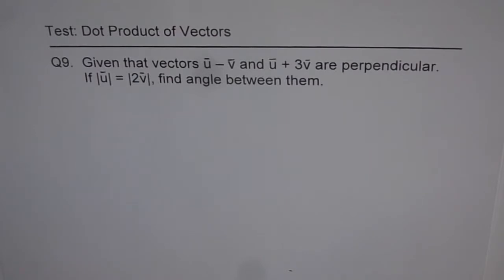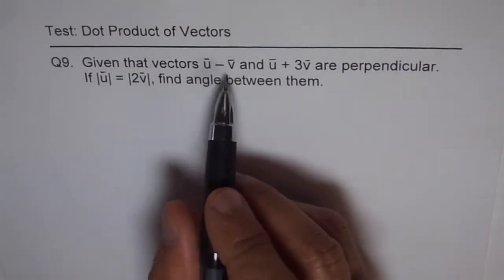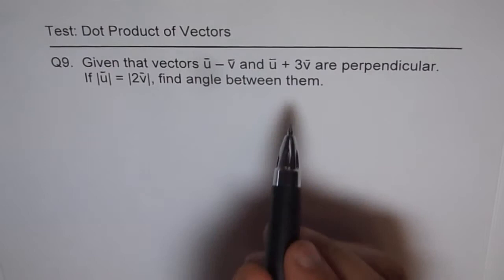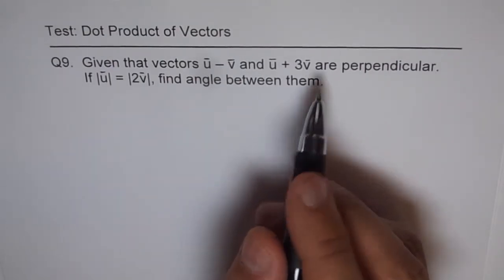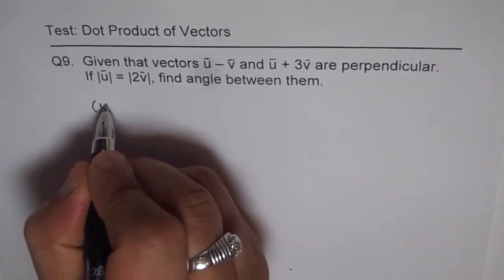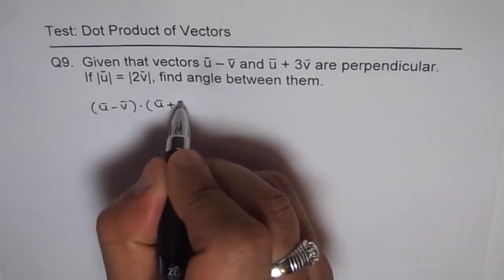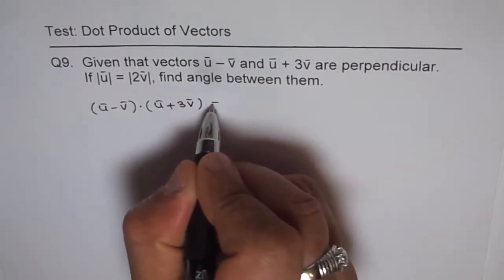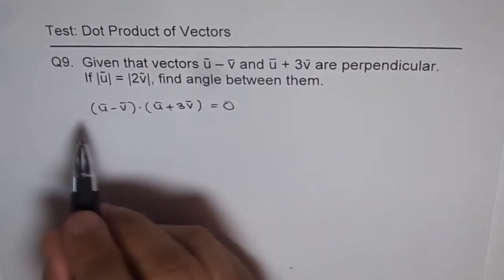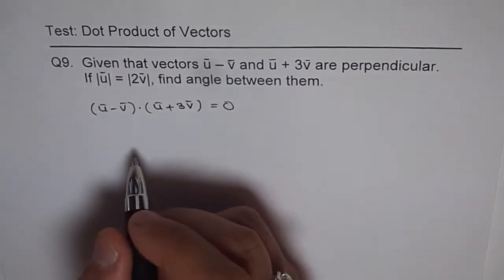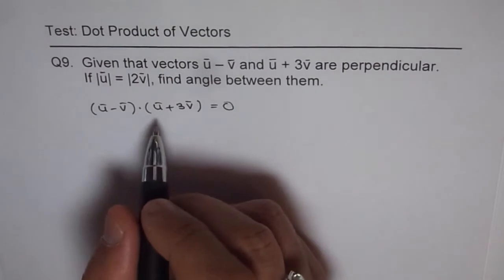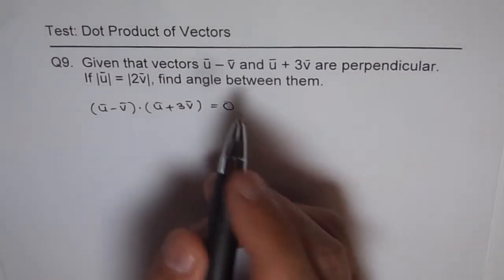So what we are given is that these two vectors are perpendicular. That means their dot product should be 0. So we have vector u minus v dot u plus 3v equals 0, right? Now we can expand this and then figure out what is u dot v. That will give us the angle between them, right?